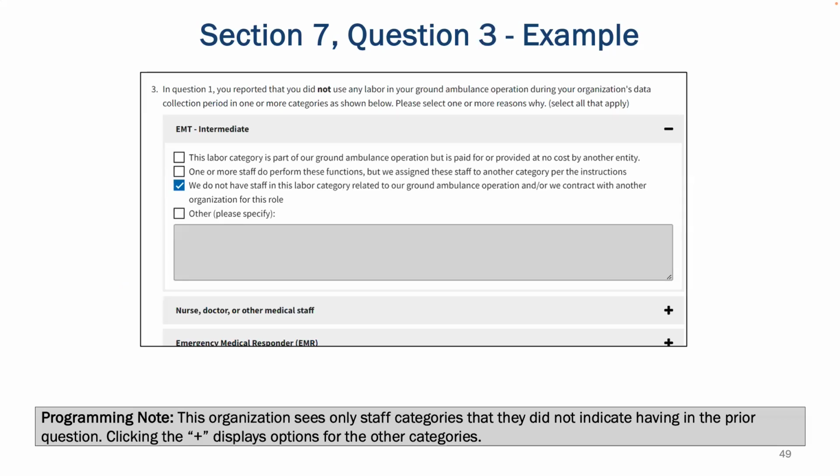Next, in Section 7, question 3, for all of the labor categories that you did not check, you will be asked to give one or more reasons why. For the EMT intermediate category, this organization simply does not have anyone in this role, so they select the corresponding option. When you click the plus sign, you will see the same options for each of the other labor categories that you did not indicate you had, as will be shown on the next slide.